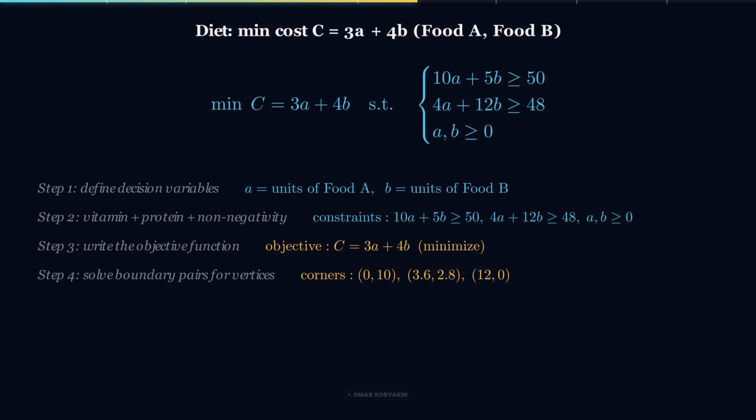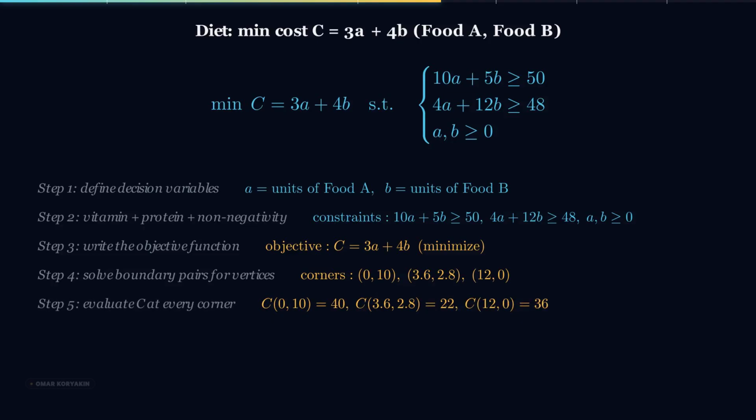Multiply the first by 12: 120A plus 60B equals 600. Multiply the second by 5: 20A plus 60B equals 240. Subtract: 100A equals 360, so A equals 3.6. Back substitute: 10 times 3.6 plus 5B equals 50, B equals 2.8. Corner (3.6, 2.8). Protein line at the x-axis: at B equals 0, 4A equals 48, so A equals 12. Corner (12, 0). That is 3 corners total of the bounded portion of the feasible region near the constraint intersection.